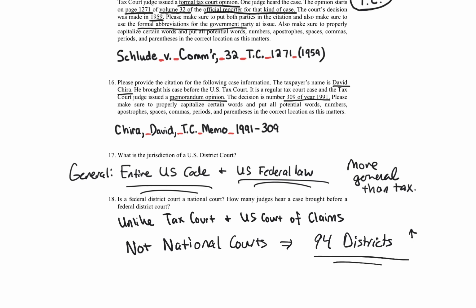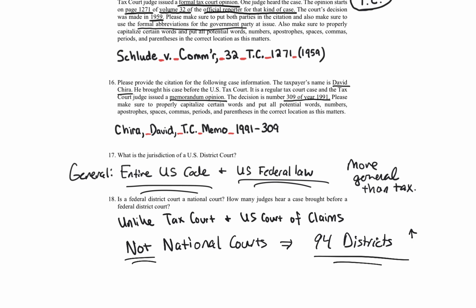So they're bound by the U.S. circuit, but districts are not bound by other districts. Versus Tax Court cases are bound by other Tax Court cases subject to the Golsen rule. Or the U.S. Court of Claims are bound by other U.S. Court of Claims cases. That's the idea. So that's really what this question is getting at. Is a federal district court a national court? No, it's not a national court.